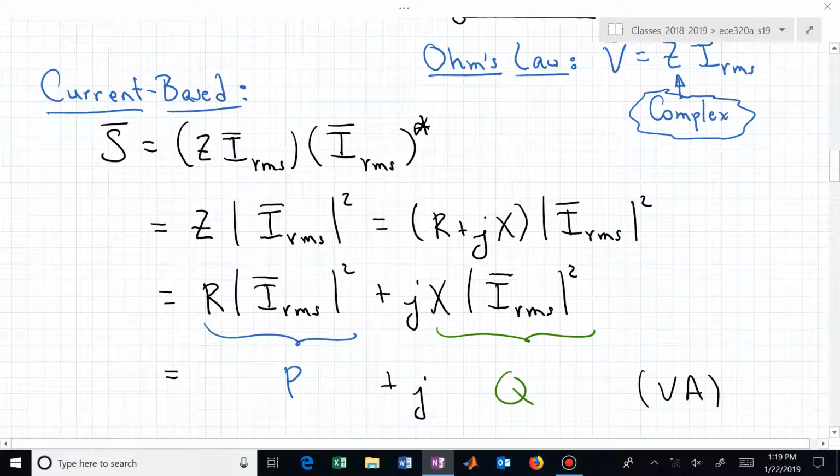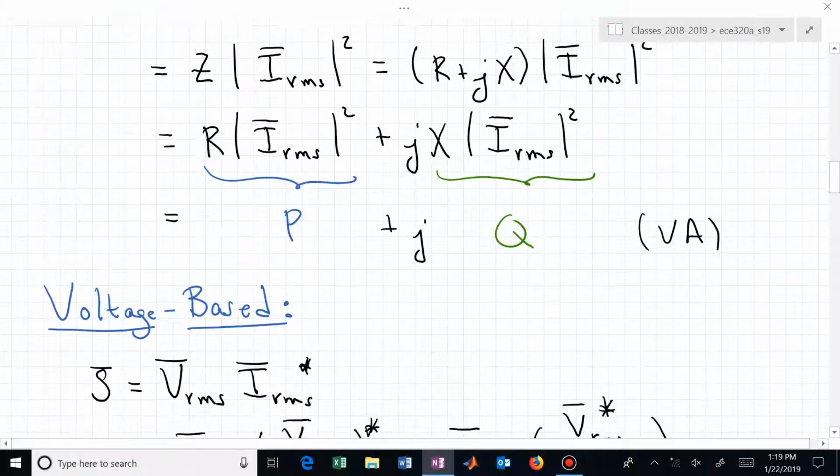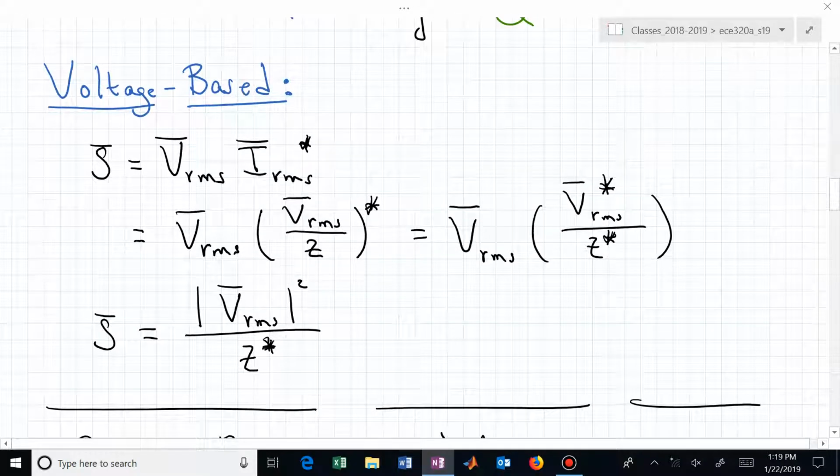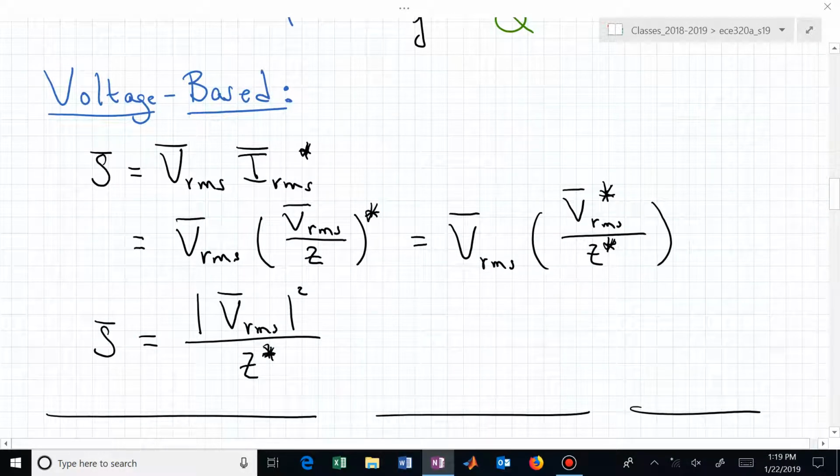P has units of watts, Q has units of volt amperes reactive. The voltage base, we won't go all the way to the extreme because then it gets a little bit ugly really, but the voltage based formula for complex power is similarly derived. S is equal to V times the complex conjugate of I.